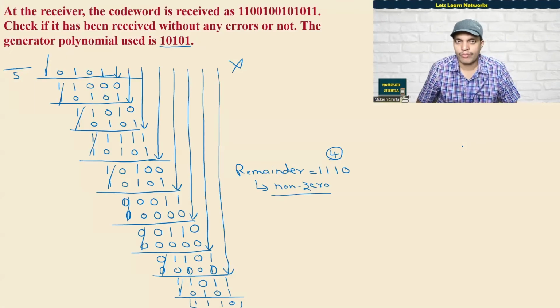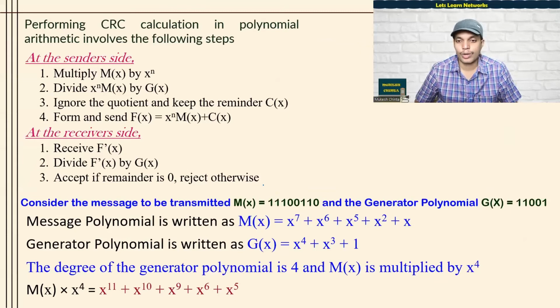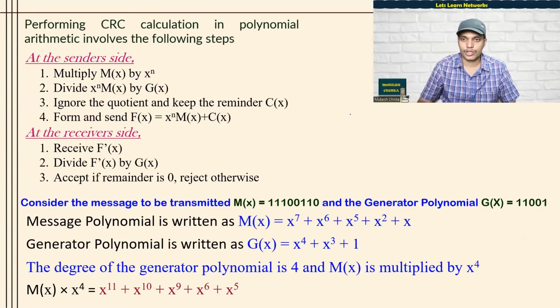Okay. So we'll do some more examples maybe in the next video. So this is how you actually perform a CRC division in binary. In some cases, if you are interested to do it in the polynomial way also, these are the steps that you need to follow. So performing CRC calculation in polynomial arithmetic involves the following steps.